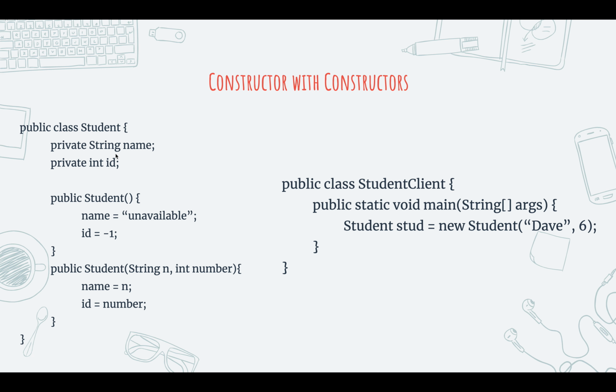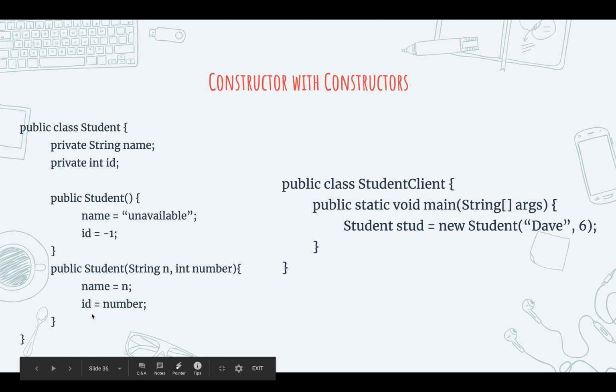And then we have values for our name and ID, because name is going to be set equal to n, meaning name is going to be equal to Dave. ID is going to be equal to number, and number is 6, so ID is equal to 6.